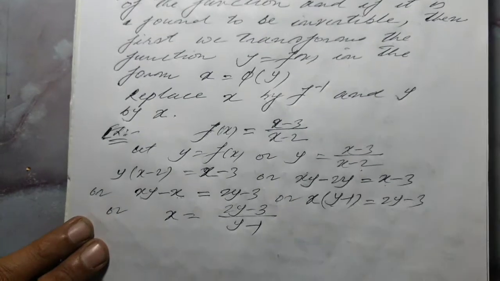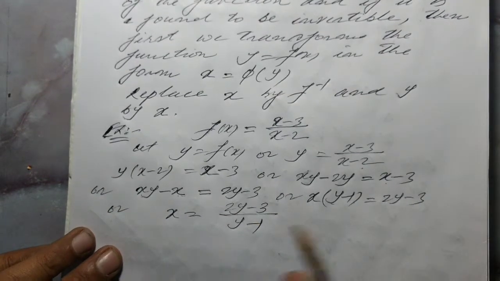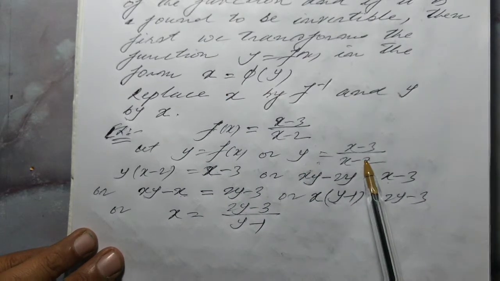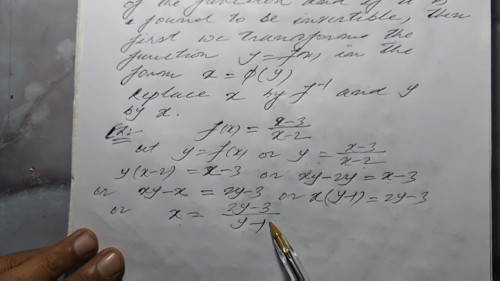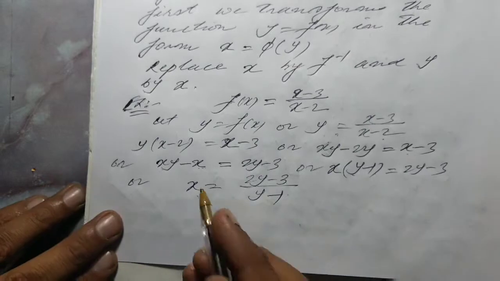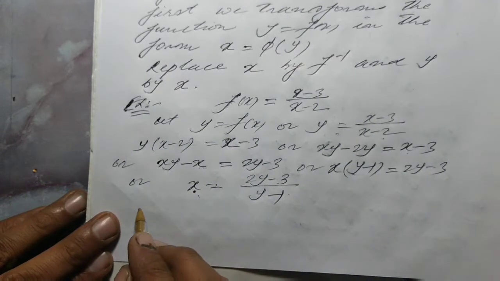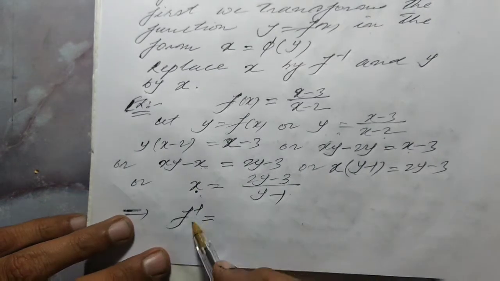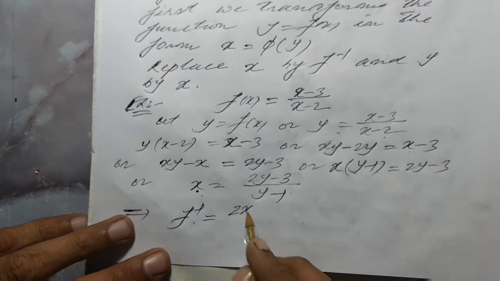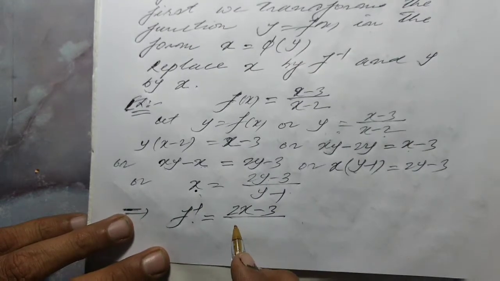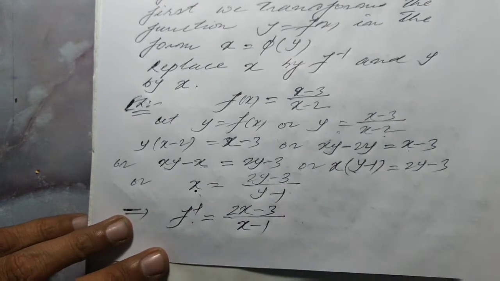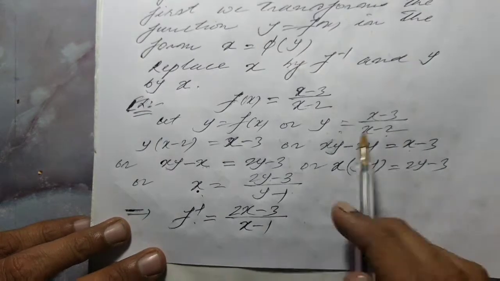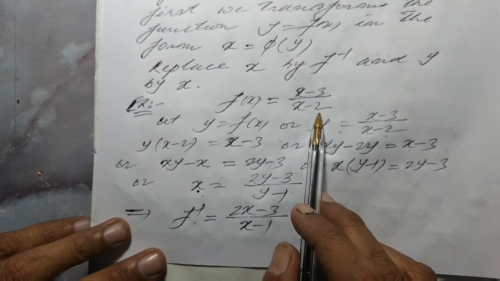So in this way, you see we have transformed the function y is equal to f(x) in the form x is equal to phi(y). So in this step, we replace x by f inverse. It implies f inverse is equal to, we replace x by f inverse and y by x, (2x minus 3) upon (x minus 1). So this is the inverse of the function (x minus 3) upon (x minus 2).